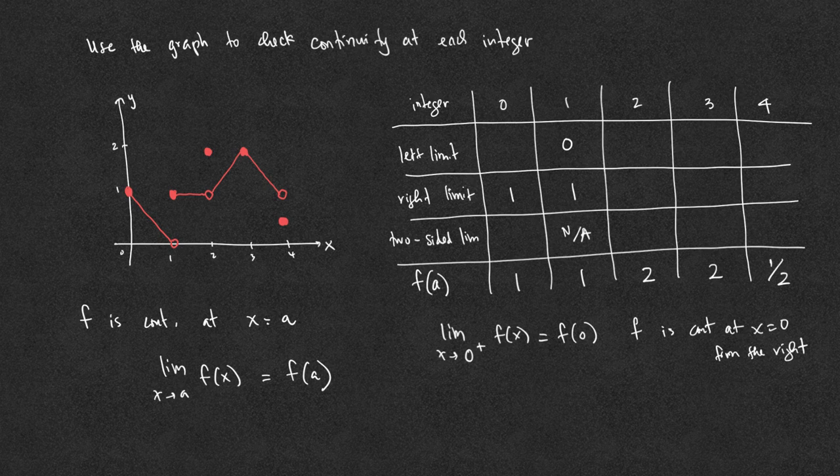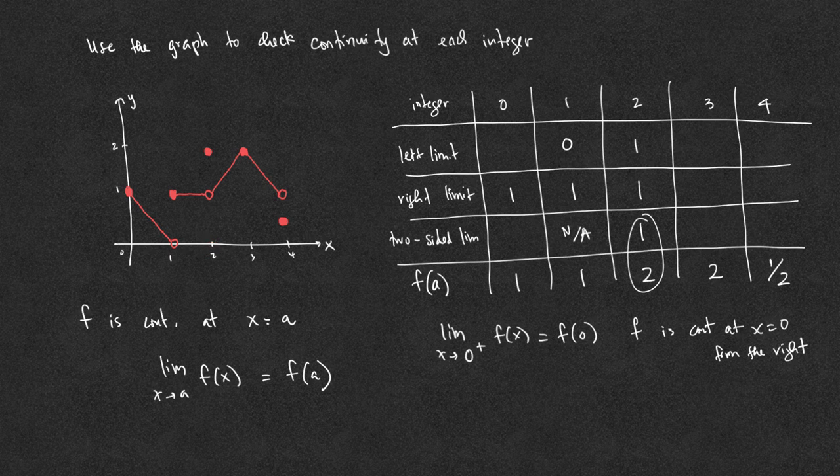Moving on, at x equals 2, the left-hand side limit is 1, and the right-hand side limit is also 1. Notice that as x approaches 2 from both sides, the y value is approaching 1. And so the two-sided limit as x approaches 2 is 1. So the limit exists. However, the value of the function at x equals 2 is 2. And so the limit and the value of the function do not agree. We say that the function is not continuous at x equals 2.